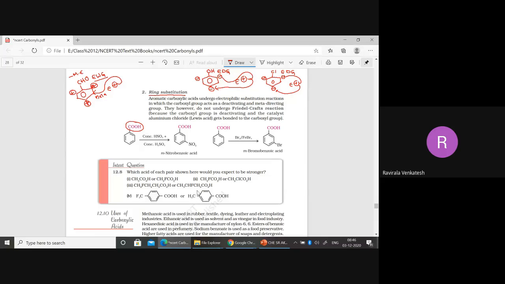It attacks at meta, because at meta there is neither positive nor negative charge. At your meta position, you don't have either positive or negative. So definitely the electrophile attacks the meta position.